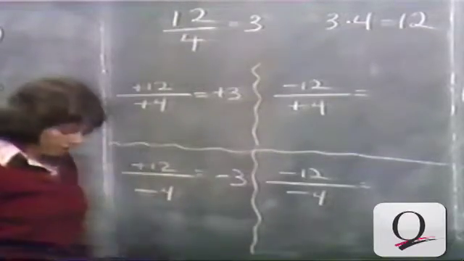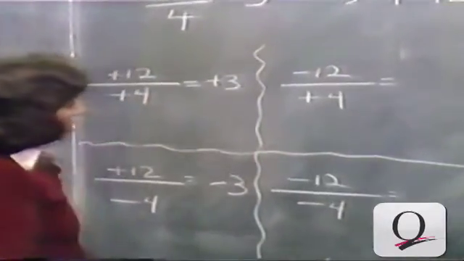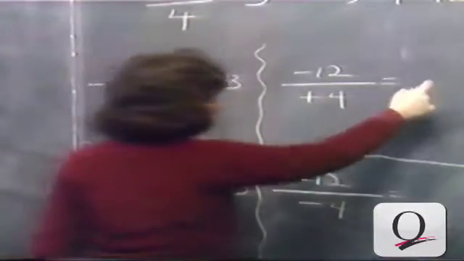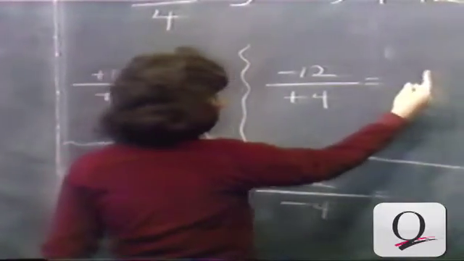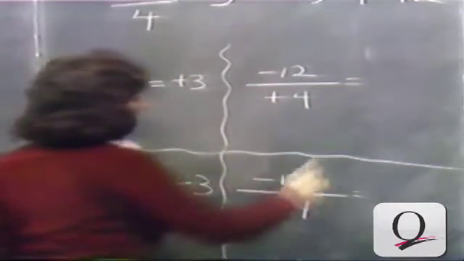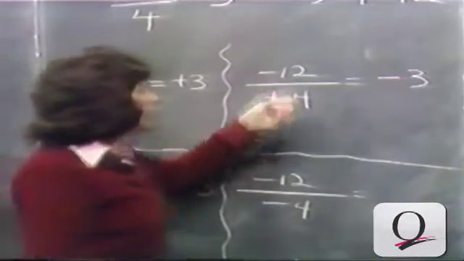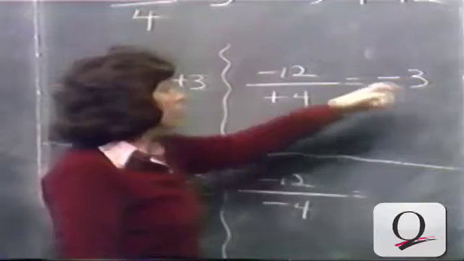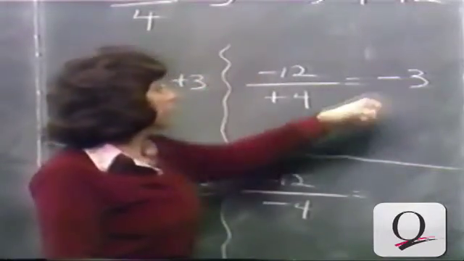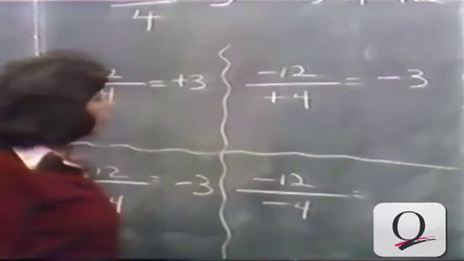Let's look over here. Minus 12 divided by plus 4. Whatever we get here as an answer must be true that when it's multiplied by plus 4, you get minus 12. So then the answer must be minus 3, since minus 3 times plus 4 gives you minus 12. 3 times 4 gives you 12. Minus times plus, different signs, gives you a negative.